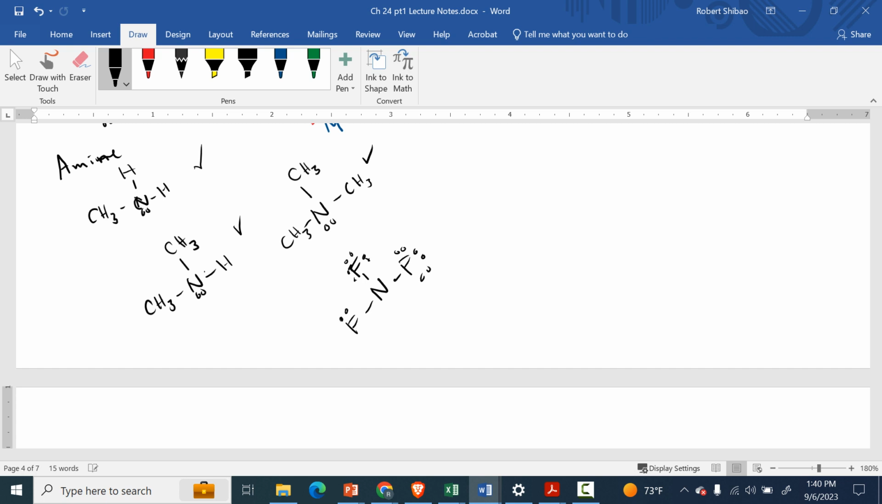We'll throw 3 fluorines on there. And let's call this trifluoroamine. Trifluoroamine, is that an amine? Yes or no? What do you think? Well, it's got a lone pair on nitrogen. But is it an amine? And the answer is no. This is not an amine. We probably shouldn't call it trifluoroamine. In fact, we probably should name this nitrogen trifluoride.